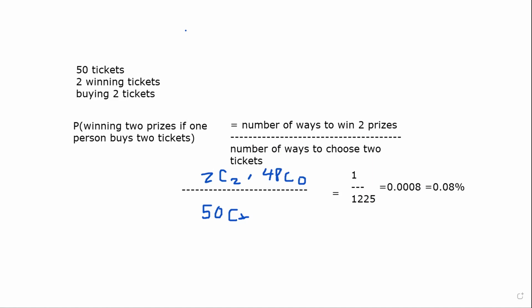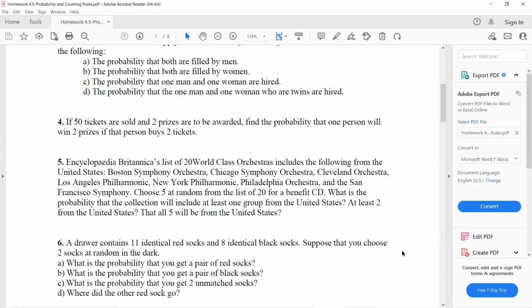I don't remember what number 5 is off the top of my head. Let me see. Oh, yeah, we have to count. It's not hard. You just have to count properly. Encyclopedia Britannica's list of 20 world-class orchestras includes the following from the United States. And they give you a list of the orchestras, okay? Choose 5 at random from the list of 20 for a benefit CD.